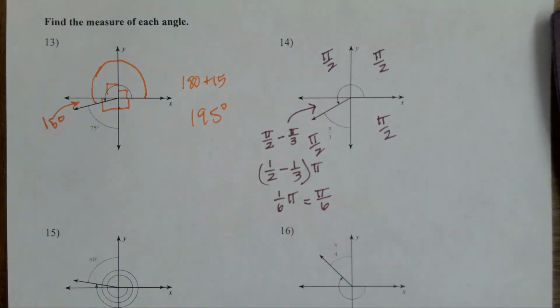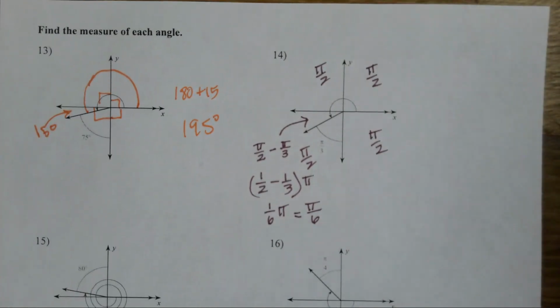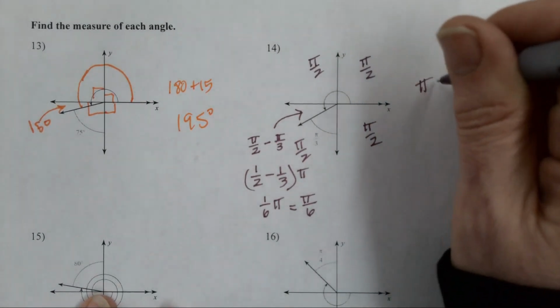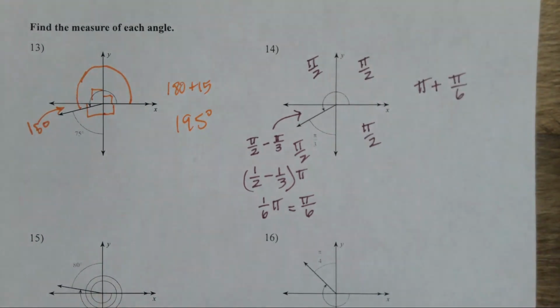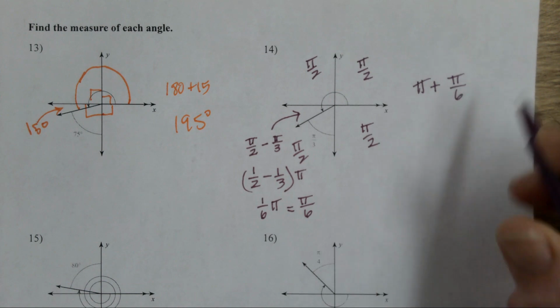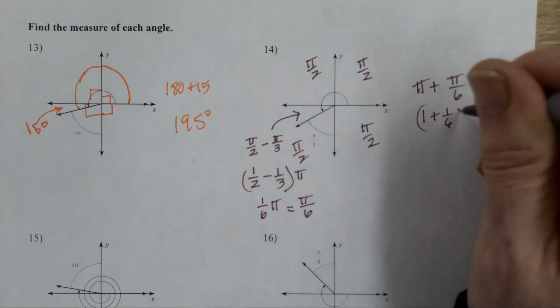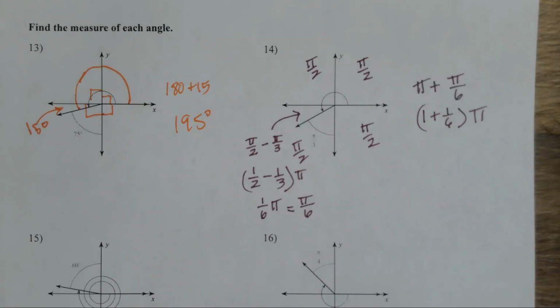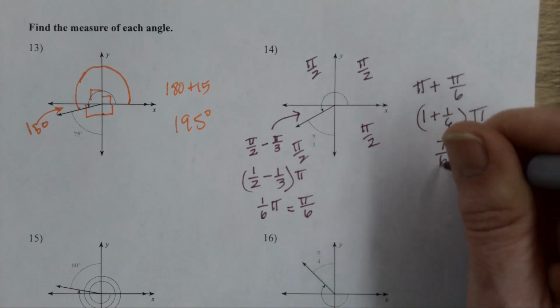Okay? So I'm doing the same kind of thing that I did on the last one. I'm moving halfway around the circle. Halfway around the circle plus that little piece more. So it's halfway around the circle, pi, plus pi over 6 more. So when I do my calculation, I go pi plus pi over 6. Or I translate that as 1 plus 1/6 pi. Or 7/6 pi.